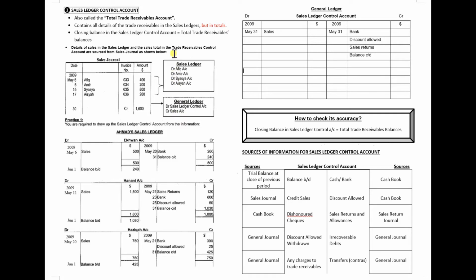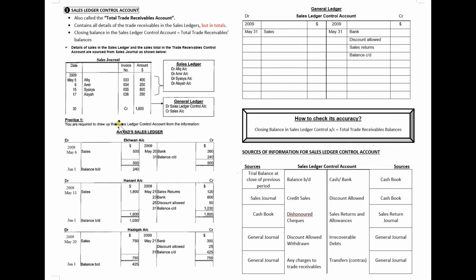Now, because this is in the sales ledger, we need to make it up in the general ledger with all these debtors information. So we have a sales ledger control account. It's all this, but in total, in the general ledger. So as you can see in the general ledger, you debit all the trade receivables and credit sales. So now, practice 1.